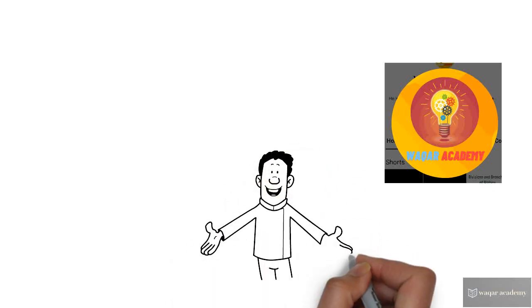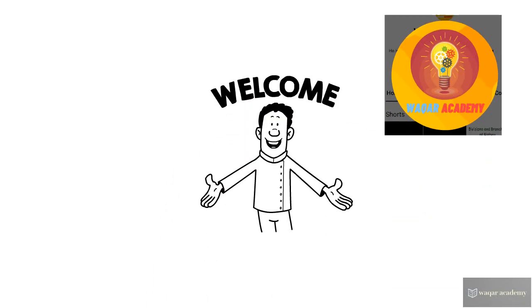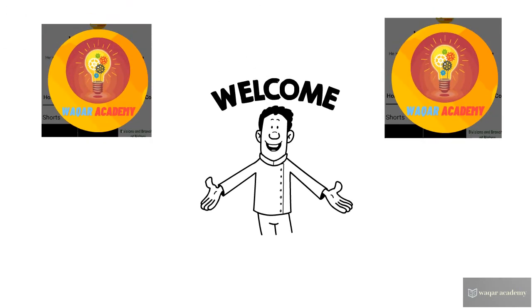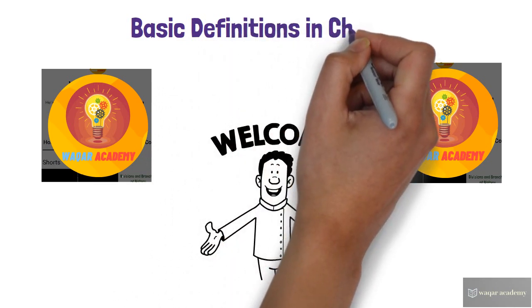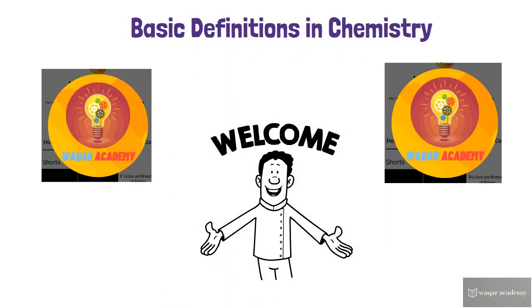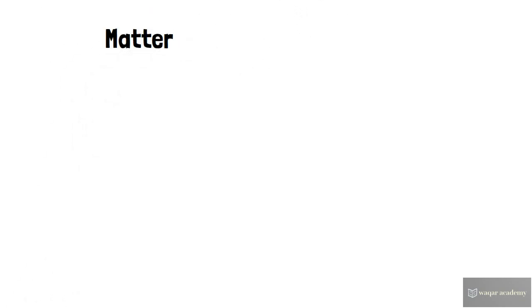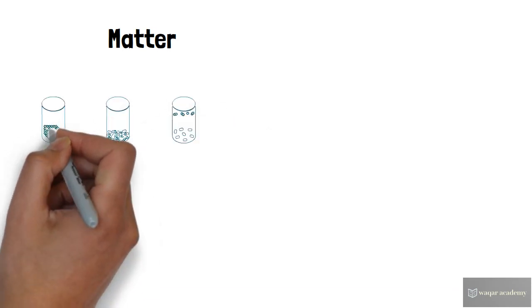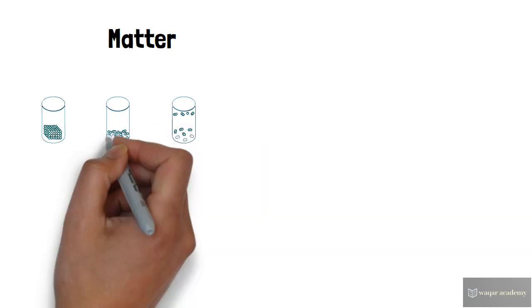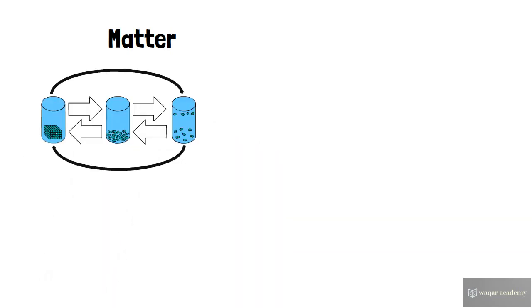Hello, everyone. In today's lesson, we'll explore a key concept that is fundamental to our understanding of basic definitions in chemistry. Of course, let's break down the basic definitions related to matter and elements. Matter. Definition. Matter is anything that has mass and occupies space. This includes everything around us, from the air we breathe to the objects we touch.